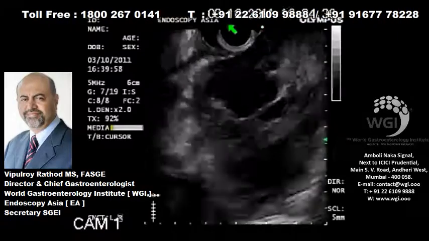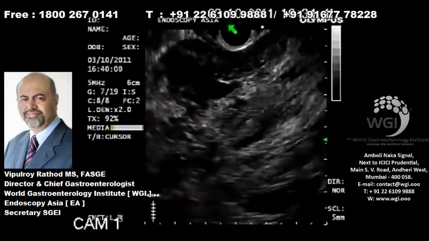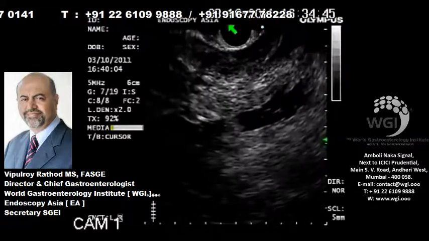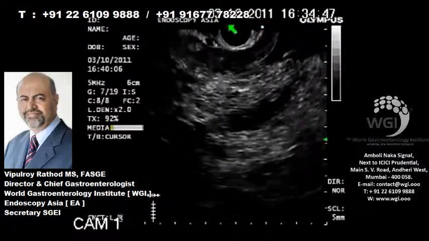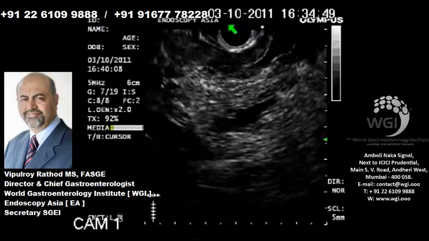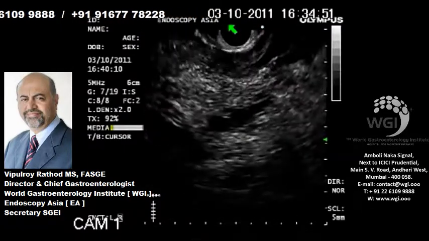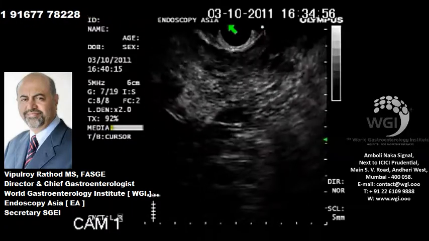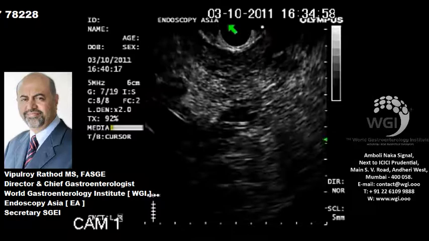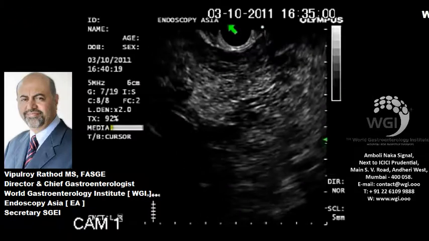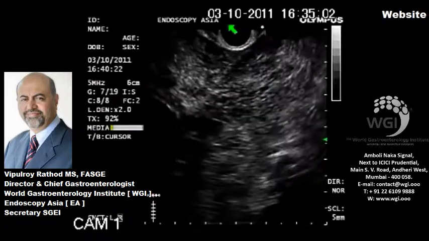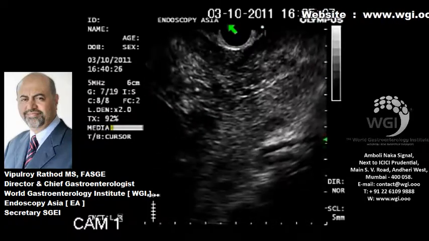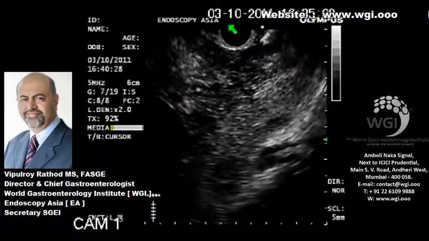Now whenever you have free fluid in a neoplastic process, we are looking at a potential early peritoneal dissemination. And this is extremely important information which you will not get on any CT scan, MRI, PET CT. And therefore, we feel EUS is extremely helpful in evaluating the primary lesion, nodal status, as well as early peritoneal dissemination.